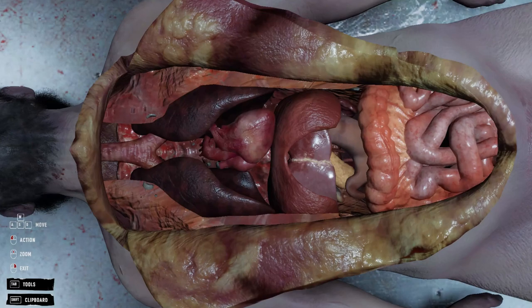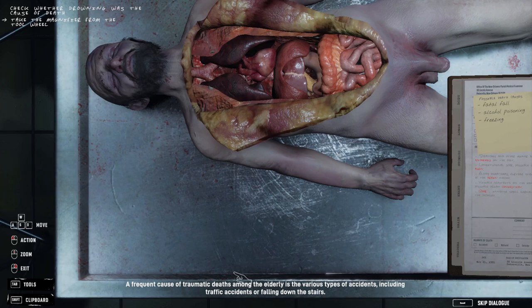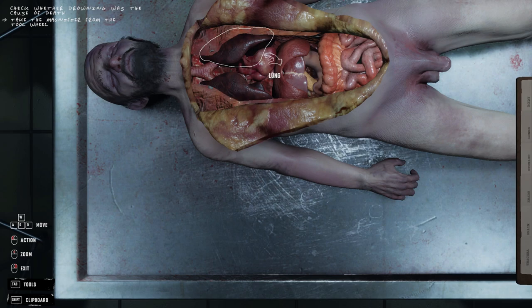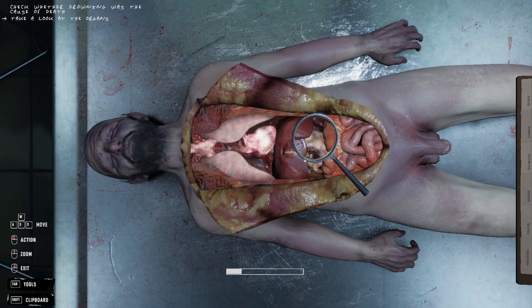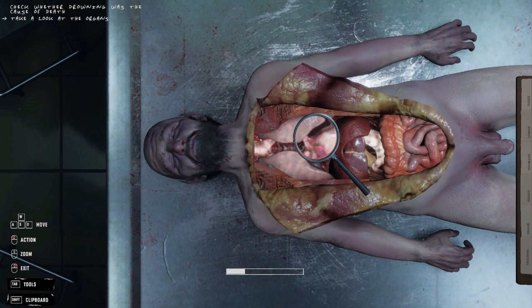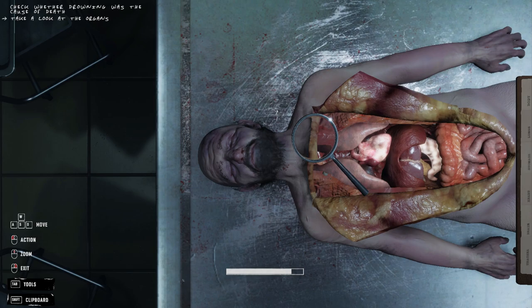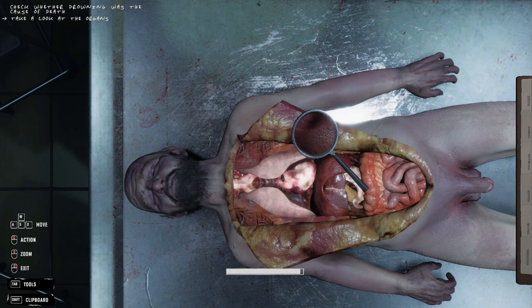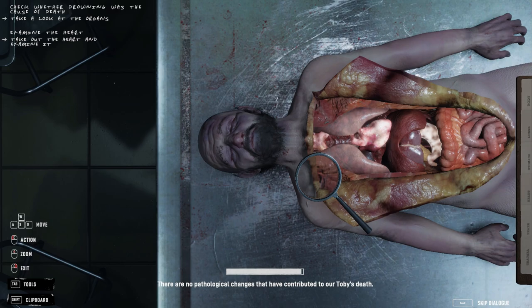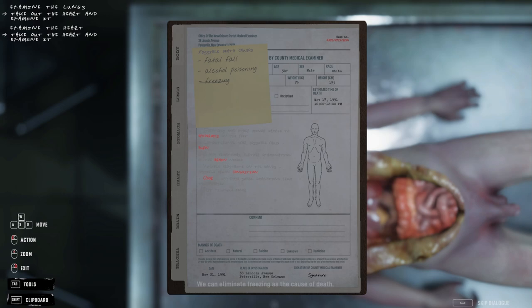After removing both cartilage... accidents, including traffic accidents or falling down. The pulmonary trunk and aorta seem to be in good condition. There are no pathological changes that have contributed to our Toby's death. Well, we could eliminate freezing as the cause of death.